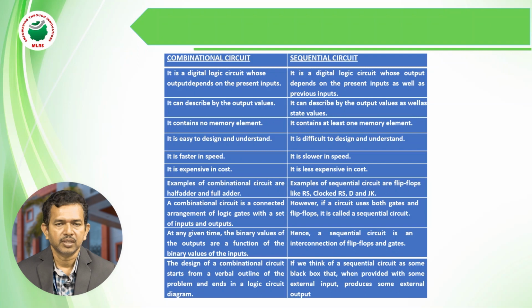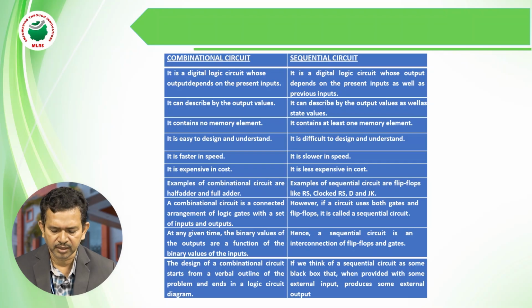Now we try to see what a combinational circuit is and what a sequential circuit is. Once we define the combinational circuit and the sequential circuit, we know the differences between them, how to construct the combinational circuit and how to construct the sequential circuit. It is a digital circuit whose output depends on the present input. Suppose I give some present inputs, whatever I give, the output is generated. Such a circuit is considered a combinational circuit.